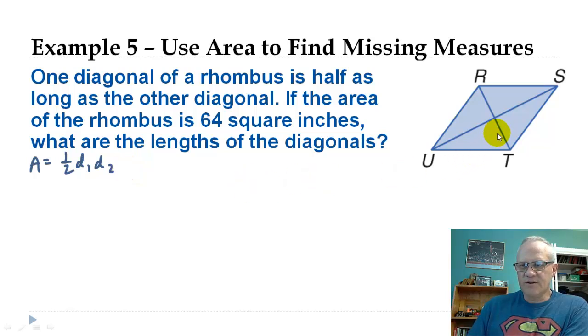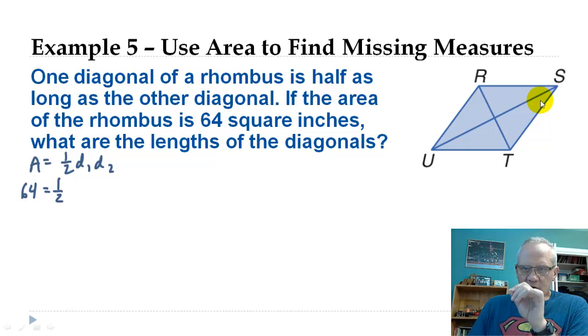But notice we don't have any numbers here, okay? But what we do know is that the area is 64. So we'll plug in 64. And the 1/2, well, that's just going to be 1/2. What can we do with the diagonals? Well, remember, here's what they've given us. They said one diagonal is half as long as the other. Well, if you look at this, it looks like RT is maybe half as long as US. So you're going to pick a variable to use.